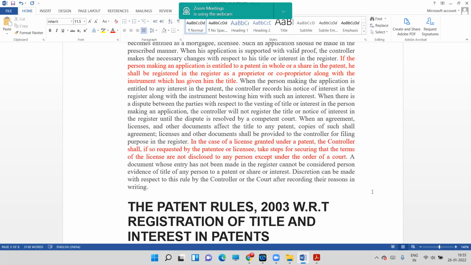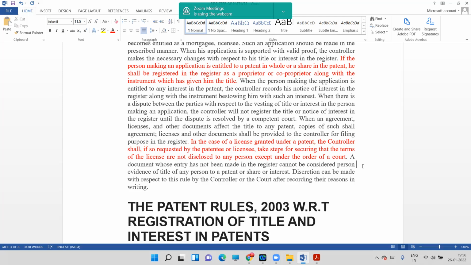Take steps for securing that terms of license are not disclosed to any person except under the order of court. ठीक है, अगर कोर्ट का ऑर्डर है, then and then only what will happen? जो टर्म्स ऑफ लाइसेंस है वो डिस्क्लोज नहीं होता है. अगर कोर्ट ने कहा देन एंड देन ओनली इट विल डिस्क्लोज. अगर कोर्ट ऐसे नहीं बोलेगा, अगर कोई रीजन है बहुत बड़ा, देन एंड देन ओनली कोर्ट विल आस्क टू डिस्क्लोज.